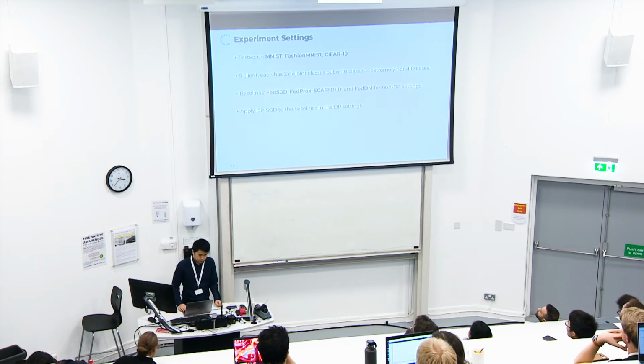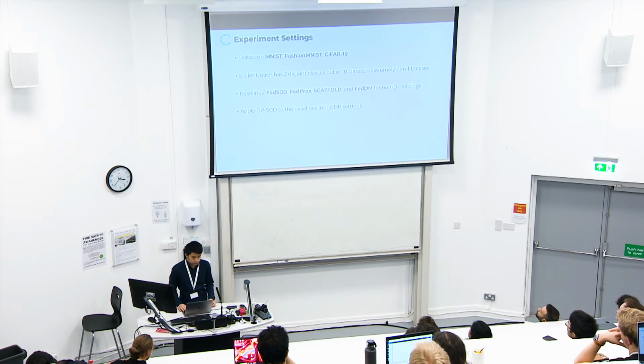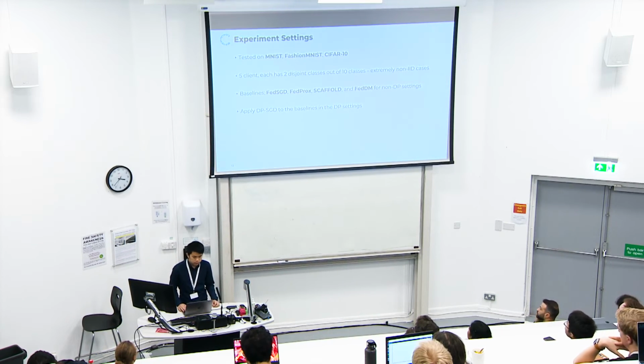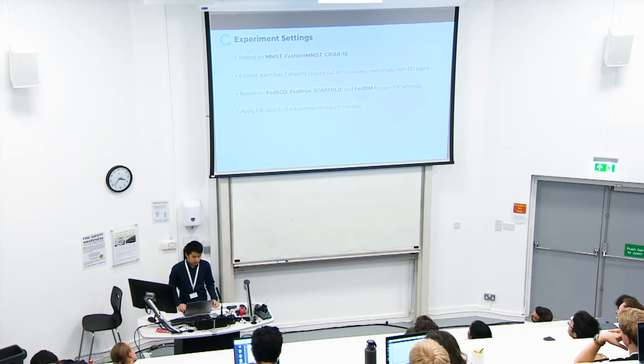So in the experiments, we test our method on 3 common benchmarks, and also we consider 5 clients, and each one has 2 disjoint classes out of a total of 10 classes, which would result in an extremely non-IID case. And we also consider a few common baselines, which are kind of state-of-the-art in FL. And then for DP settings, we just apply DP-SGD to these baselines.